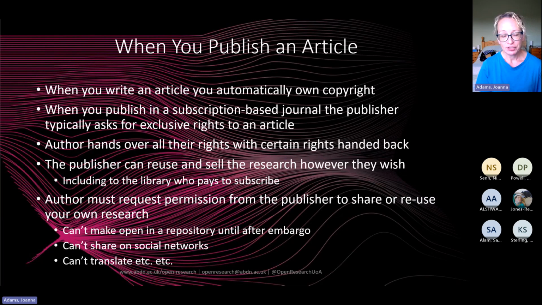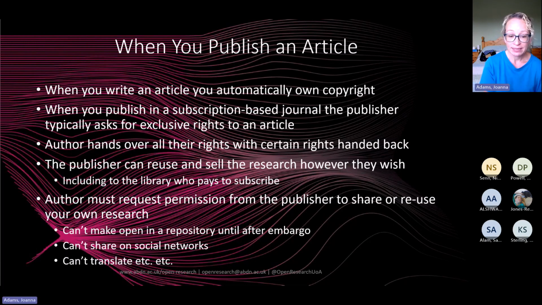So what happens when you publish your research article? When you write an article, you automatically own the copyright to that work. But when you publish in a subscription-based journal, the publisher will typically ask you to hand over your rights to an article. So you'll give them exclusive rights to the research, but you'll get certain rights handed back to you. Now, this means that the publisher can reuse the work however they like, including selling back to the library, which pays to subscribe to the journal. Meanwhile, you, the author, must request permission from the publisher to use your own work.